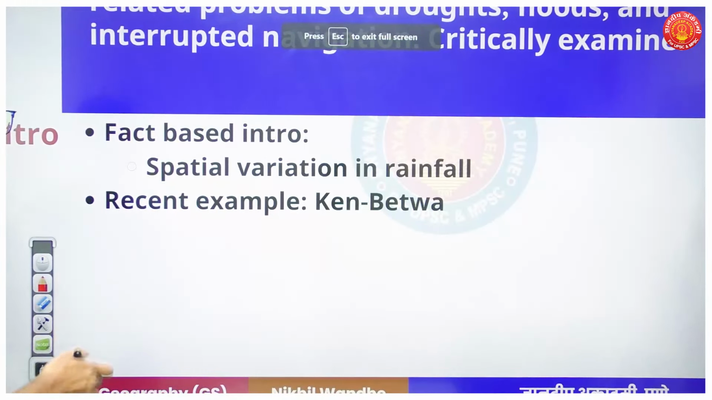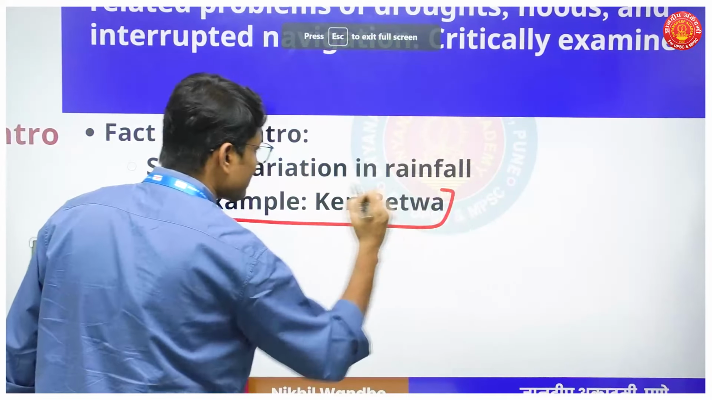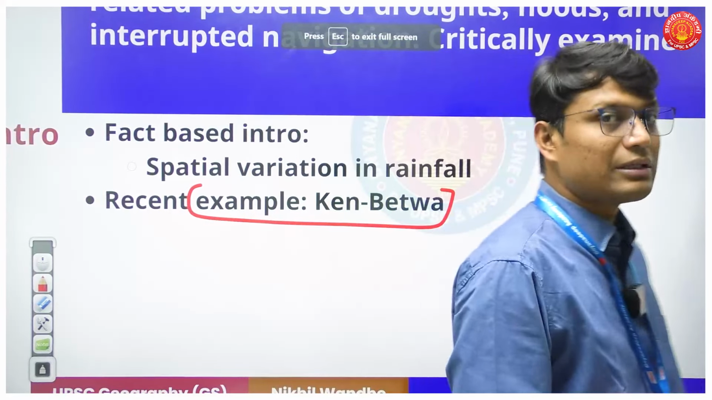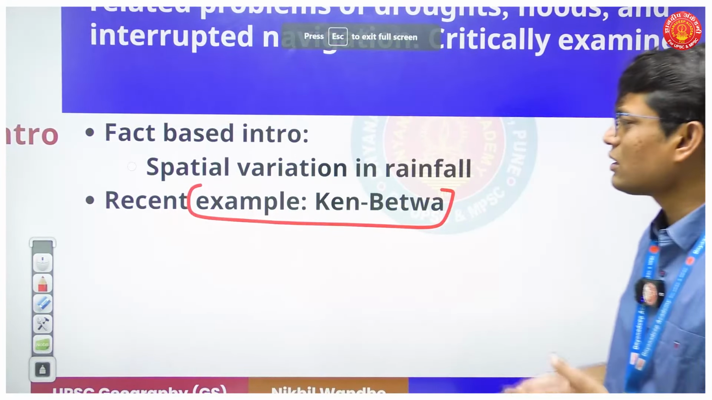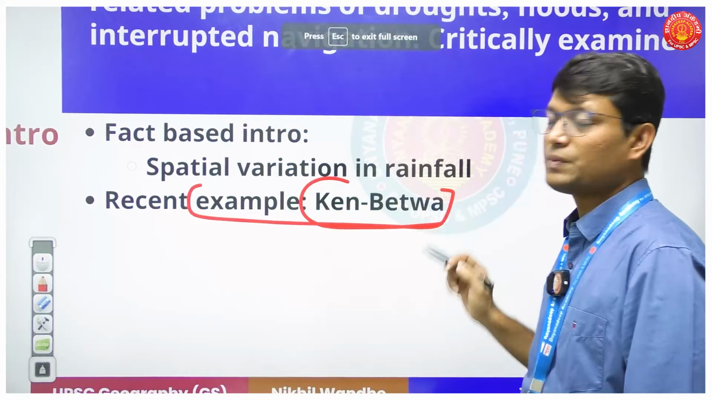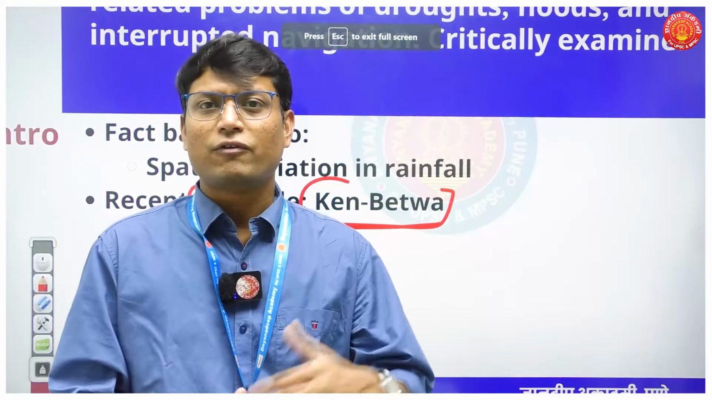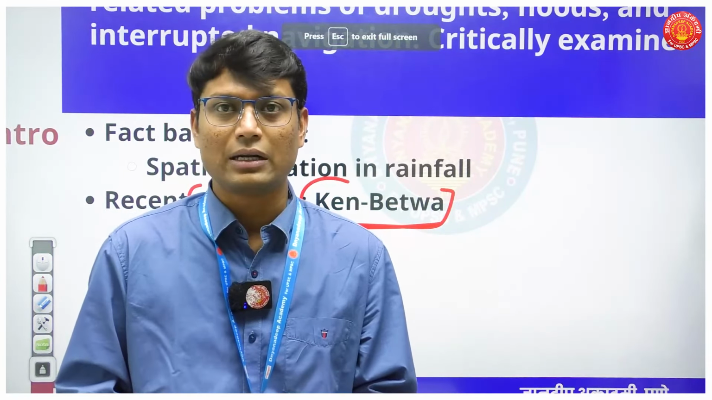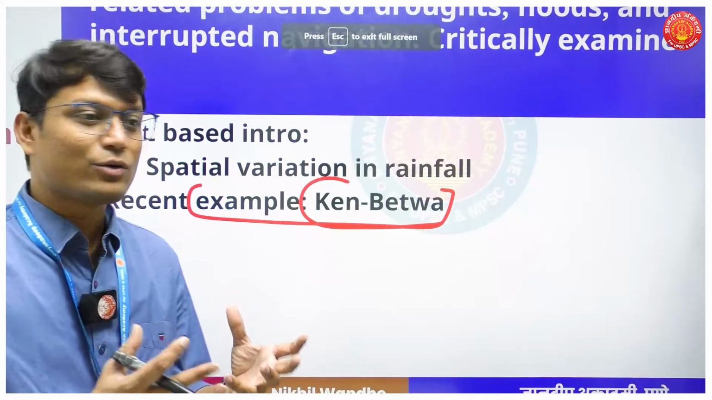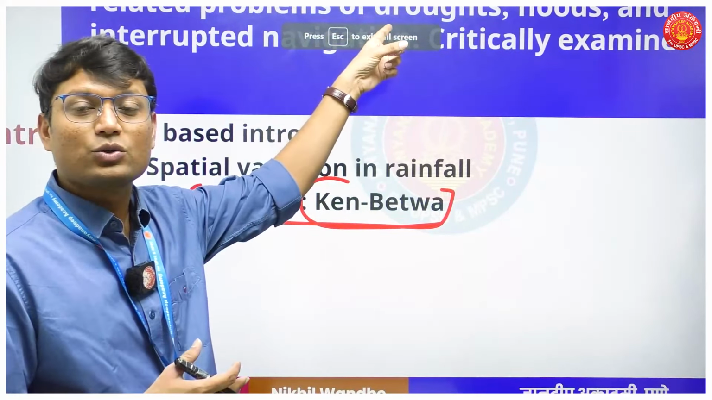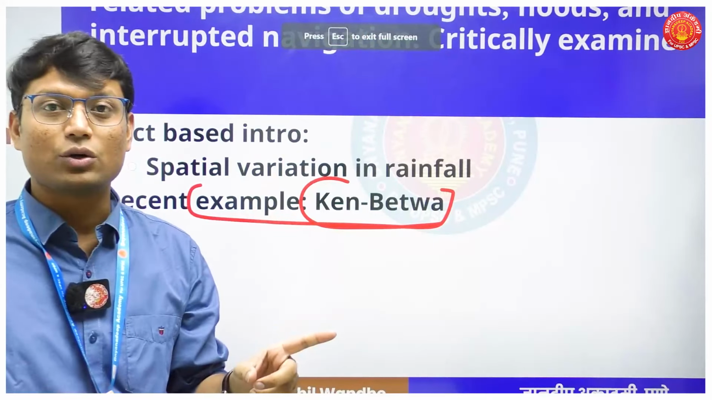You may also choose anything from a recent example, like the Ken-Betwa river interlinking. That can also be your introduction: recently we are thinking over this river interlinking project, and it is going to solve Bundelkhand and Baghelkhand's flood and drought issues. Again, look at my introduction. If I say Ken-Betwa river interlinking, I am taking you back to the question. That is how you are supposed to introduce.